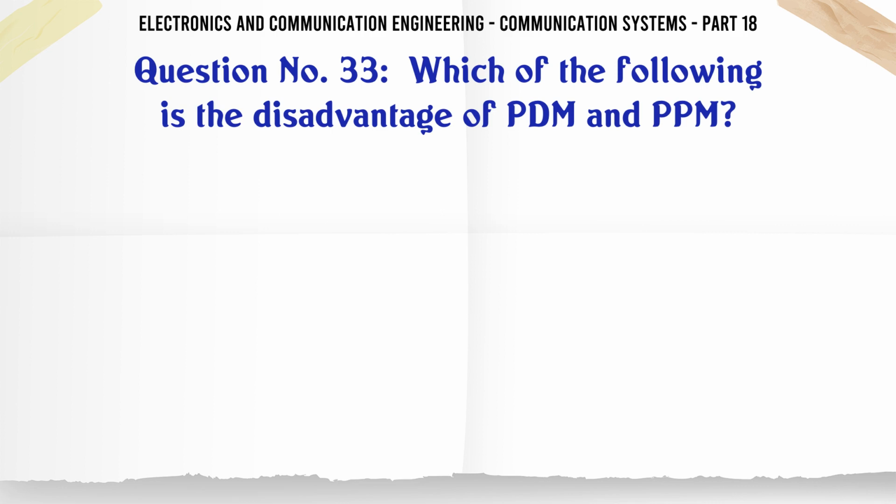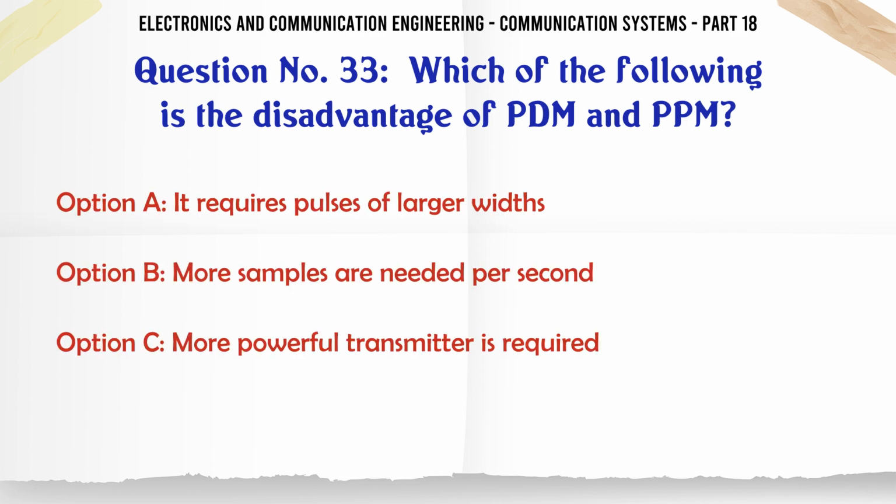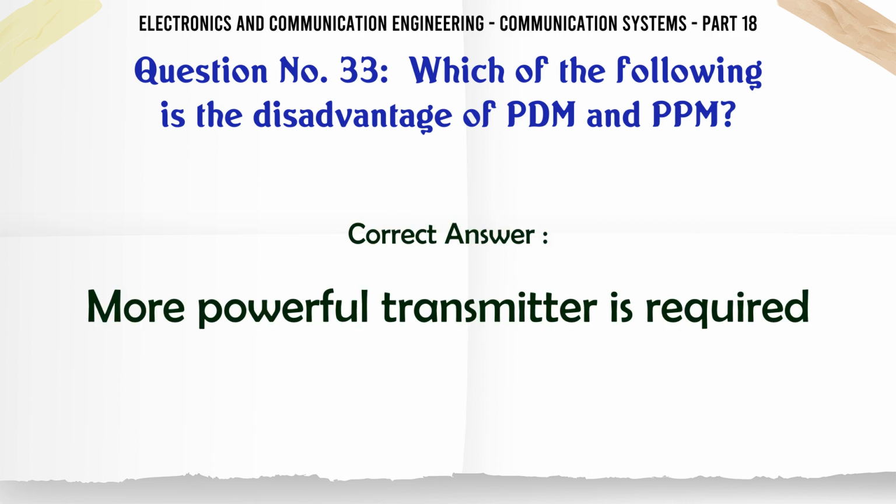Which of the following is the disadvantage of PDM and PPM? A. It requires pulses of larger widths. B. More samples are needed per second. C. More powerful transmitter is required. D. None of the above. The correct answer is more powerful transmitter is required.